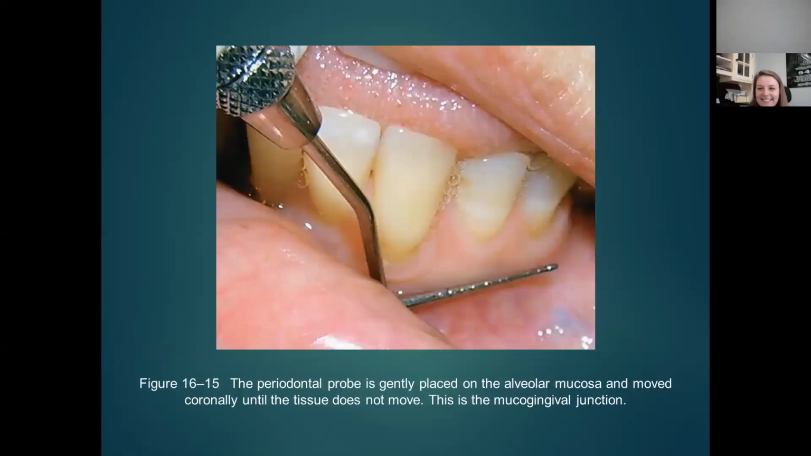And when you can't find where that alveolar mucosa is, where that mucogingival junction is, you can take your probe, lay it horizontally, and just see where it pinches up. See where that movable gingiva is, and that's where you take your probe.